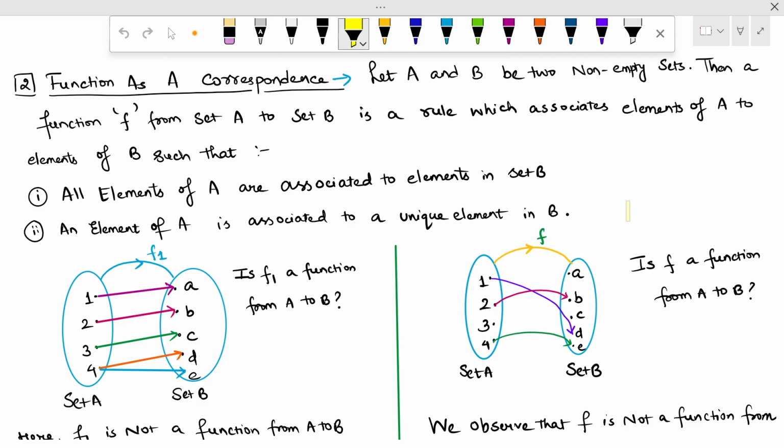In today's video, we are going to discuss function as a correspondence.